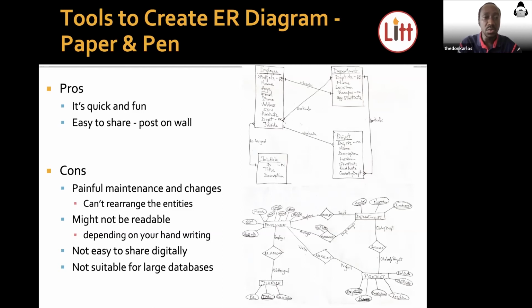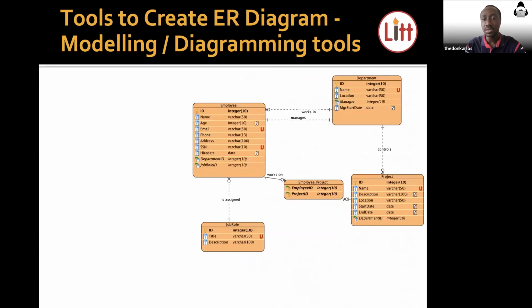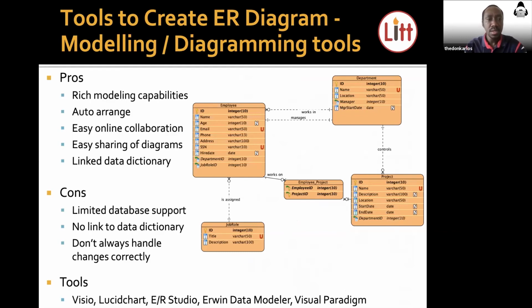Okay, so let's move on to the modeling and diagramming tools. They can model the data to look like this. It is the same database structure that I looked at; I'm representing the same thing over here using another tool. It still has the same entities, attributes and relationships. This one gives rich modeling capabilities. It auto-arranges the entities, so you can just drag the entities from one side to another and the lines connect automatically. You don't need to do it one by one.